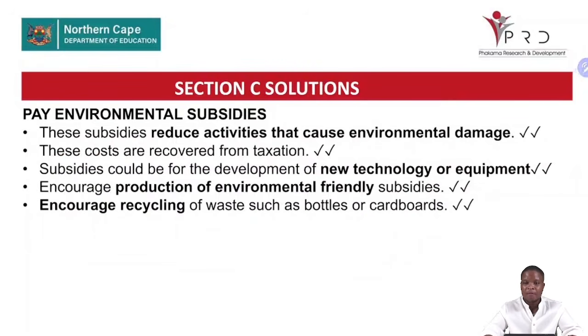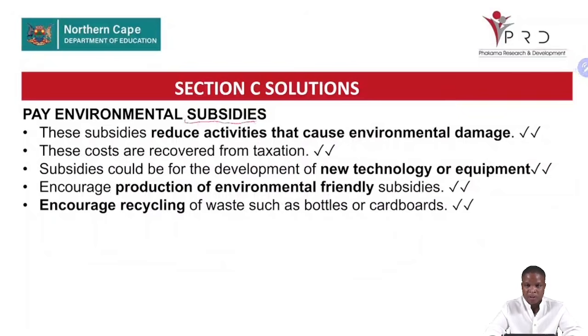Right. Paying off environmental subsidies. So we do not pay subsidies. Remember, subsidies are given by the government. So the government gives subsidies to those businesses that are taking care of the environment. A business that will stop producing plastic, for example, and use more environmentally friendly packaging, is a business that the government can subsidize. Also businesses that invest in using machines that are not as environmentally harmful. Right. These subsidies reduce activities that cause environmental damage.